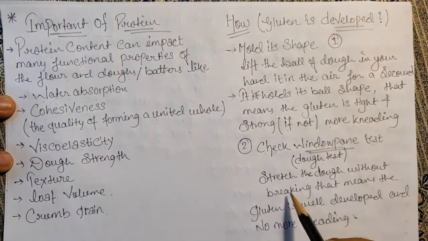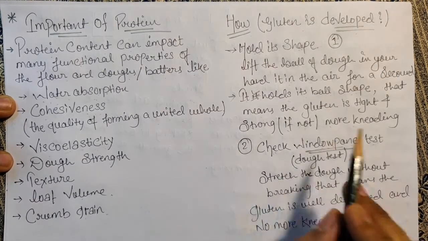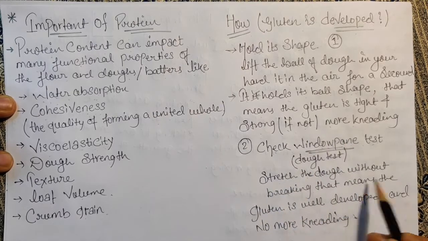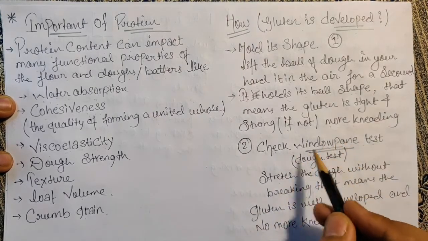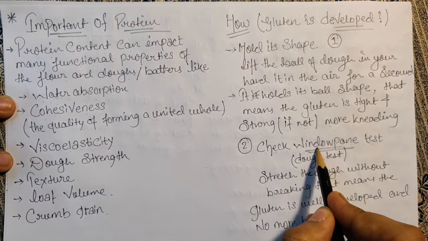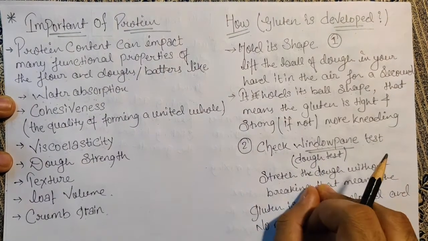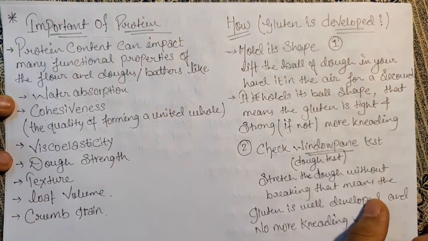Stretch the dough without breaking the thin membrane, right? It means the gluten is well developed and no more kneading is needed. So this helps to understand whether we really need more kneading. If you got the window pane, then you are just perfect. So this was the window pane. I hope you guys are clear with this window pane. Let's go to the next page.